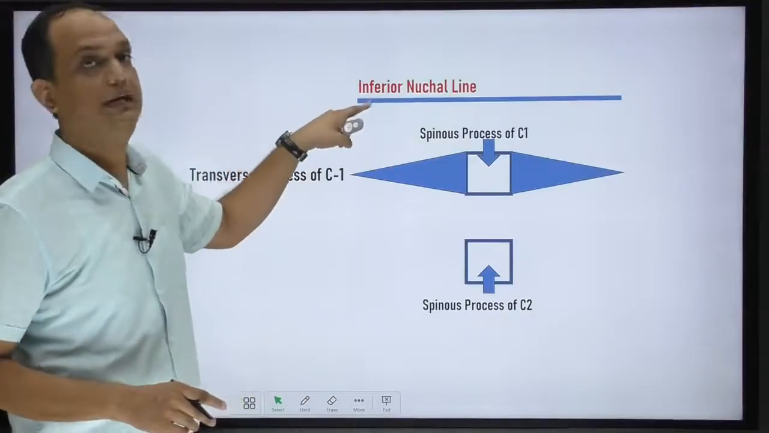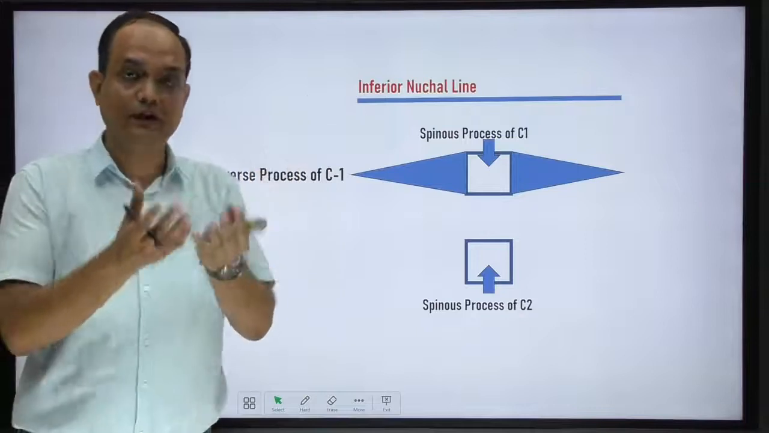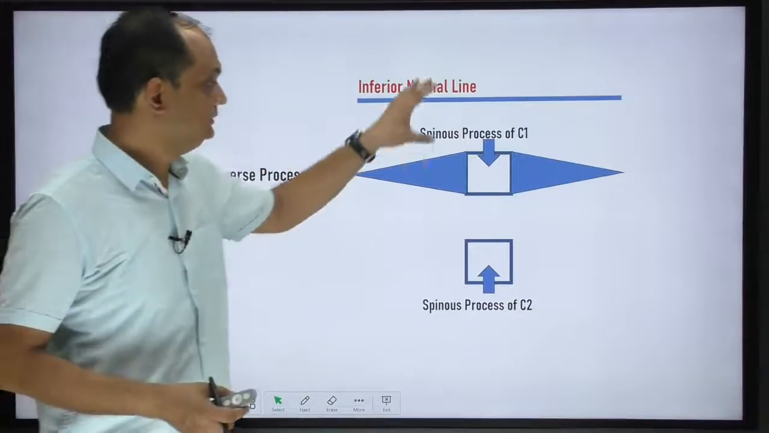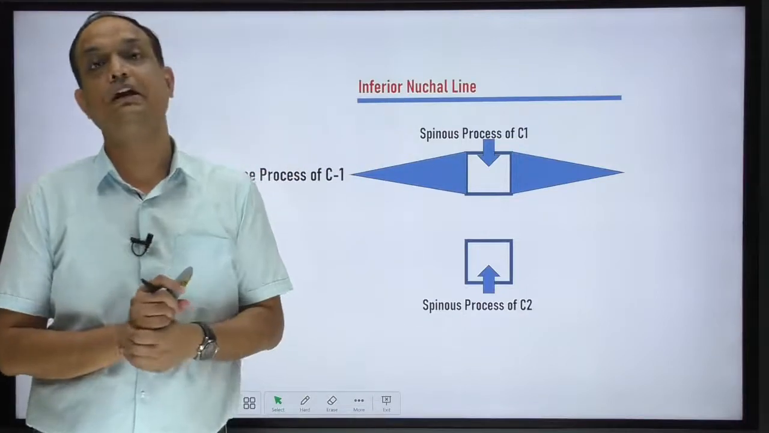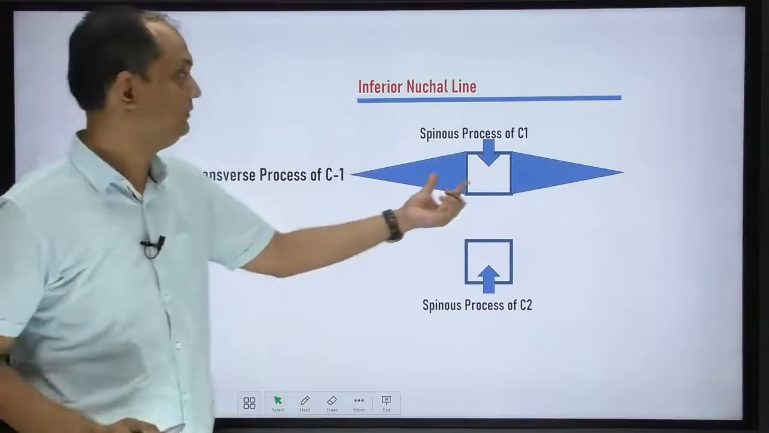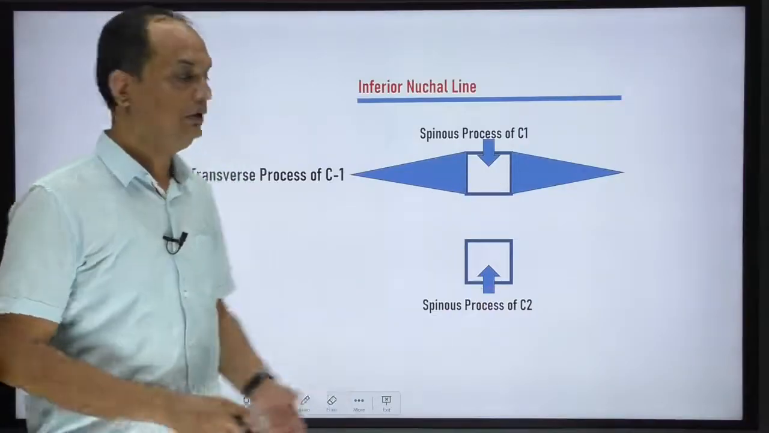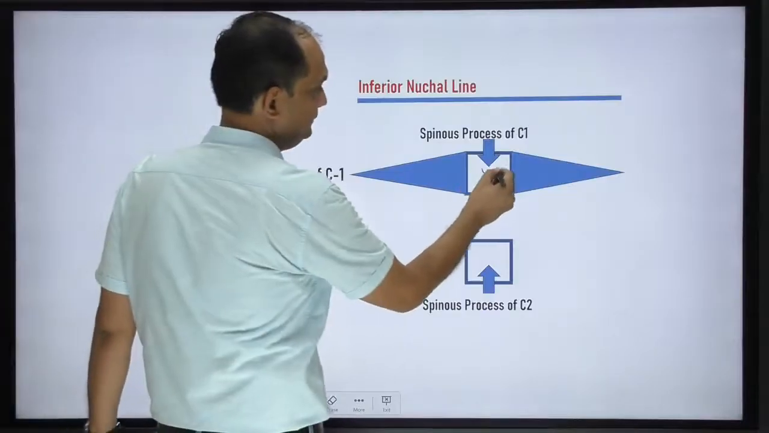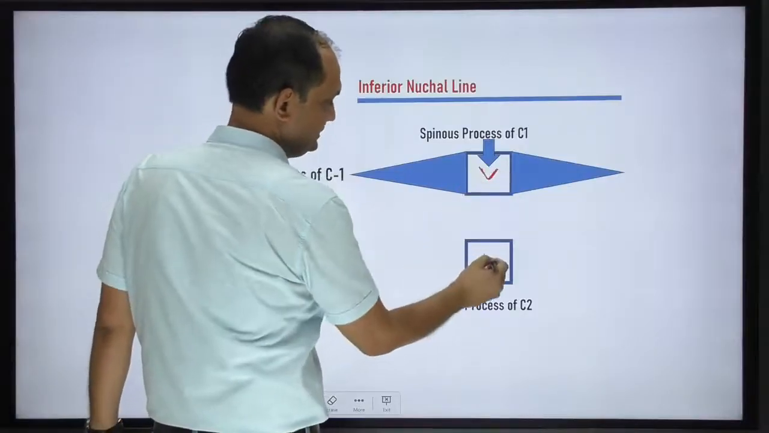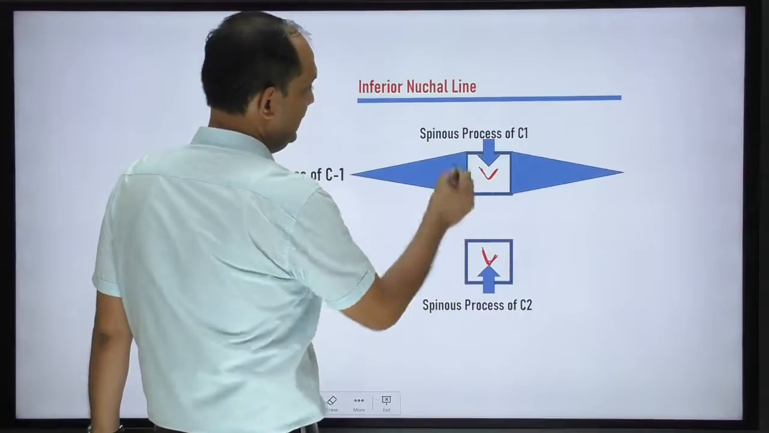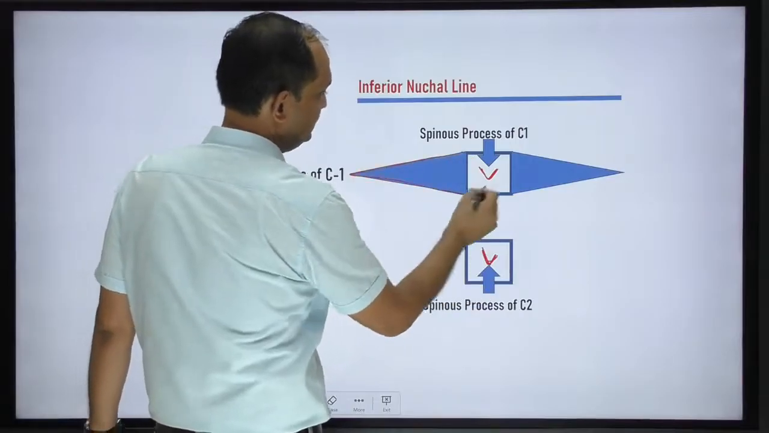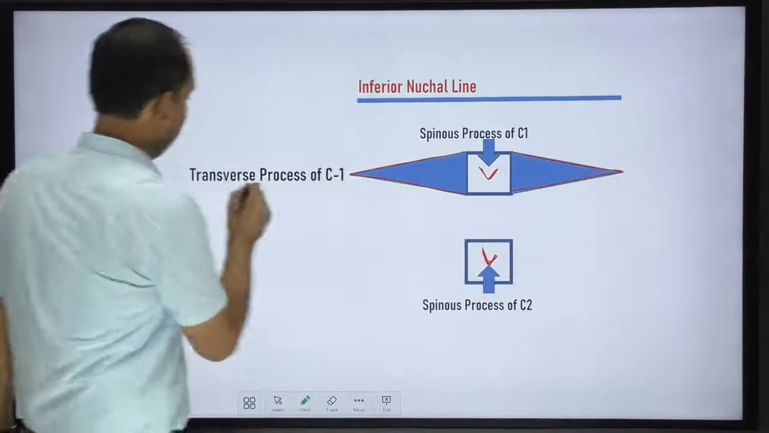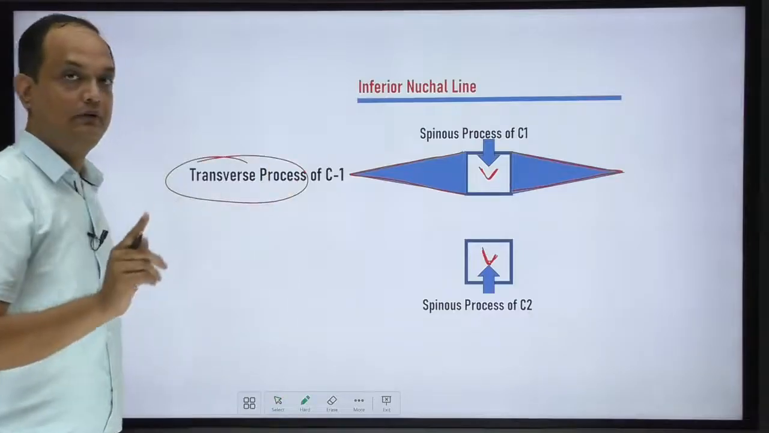This is the inferior nuchal line. Below the inferior nuchal line you have the cervical part of the vertebral column. So I have drawn C1, C2. Now suppose this is the spine of C1, this is the spinous process of C2, and these are the two transverse processes of C1.